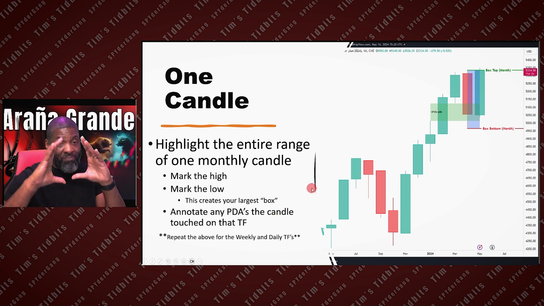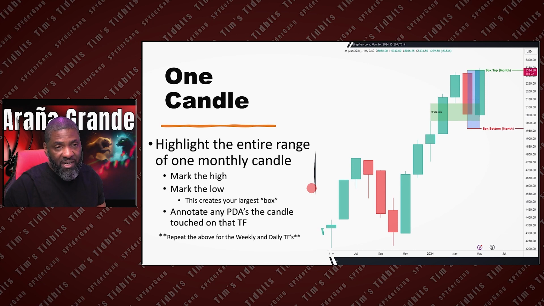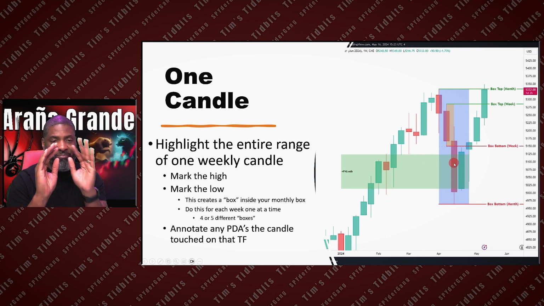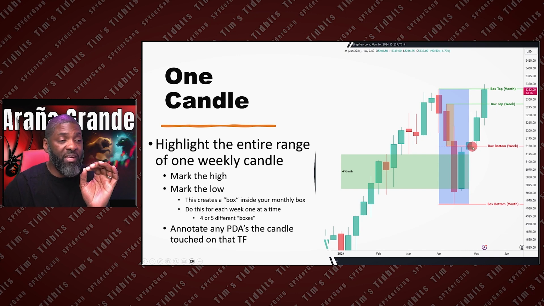Now, when it comes to the box theory, I don't make boxes lower than the daily, because the higher time frame is what drives the narrative. Now, on the weekly, this is where it starts to get sticky. You want to highlight, in this case, I'm highlighting the second week just for clarity. But when you're doing it, you're going to start with the first week. Every month is going to have 4 or 5 weeks in it. So in this month, this is the blue shaded area for that monthly candle. And so we got week 1, week 2, week 3, and week 4. Those are the 4 weeks inside of that month.